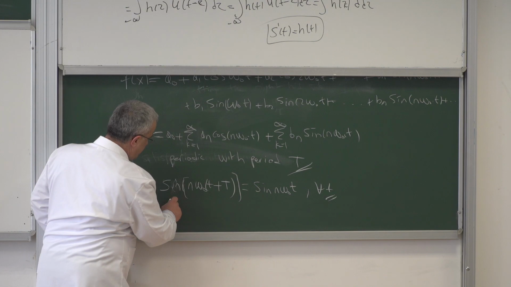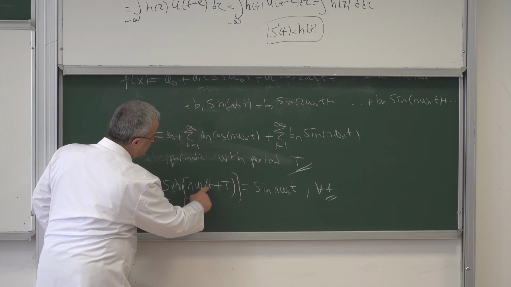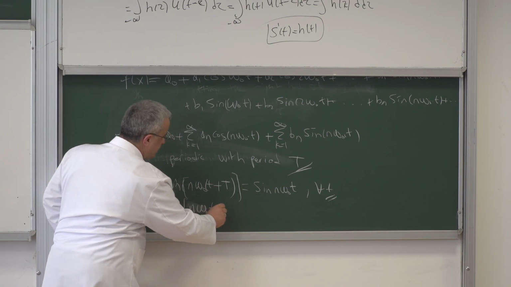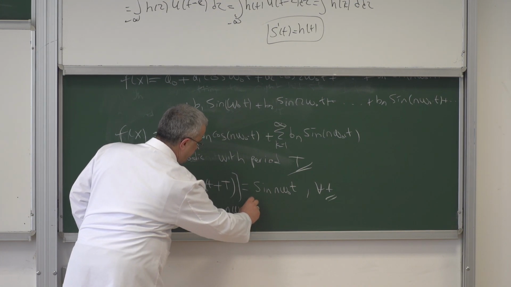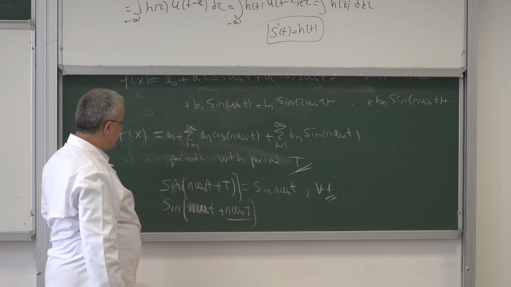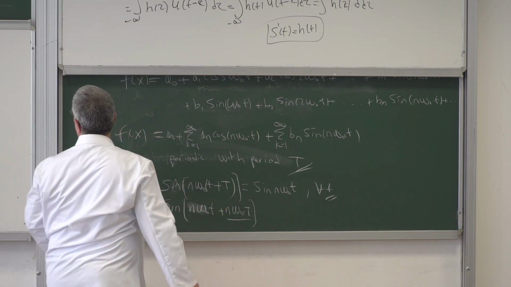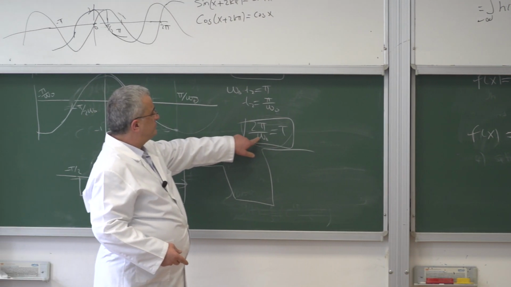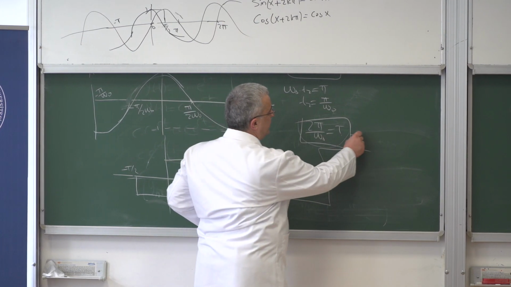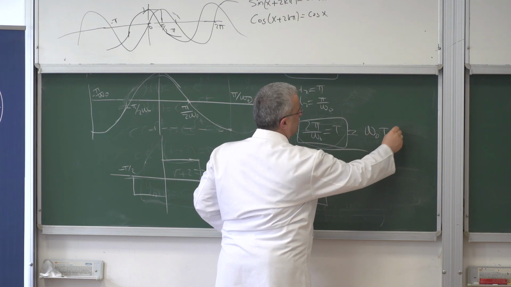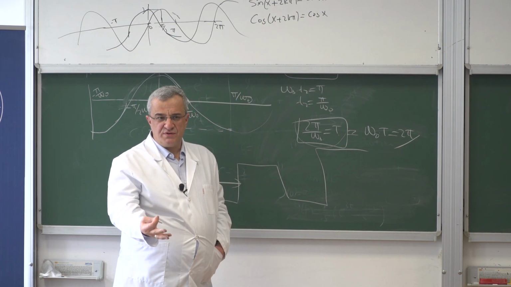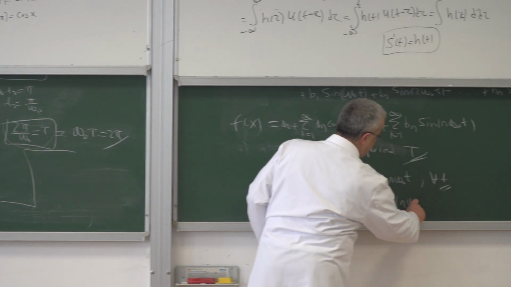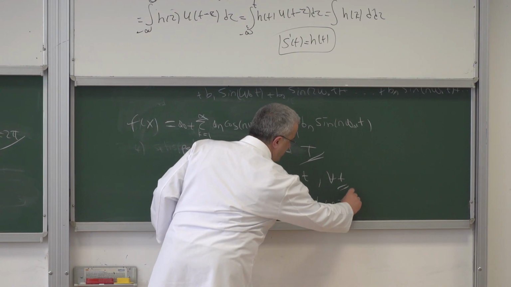So let's just expand it here. What do you have inside? Sine of n omega 0 t, and what is this? N omega 0 capital T. What is this n omega 0 capital T? And omega 0 T is what? It is equal to 2 pi, isn't it? That's how we defined omega 0. So therefore, this is equal to sine of n omega 0 t plus n 2 pi.